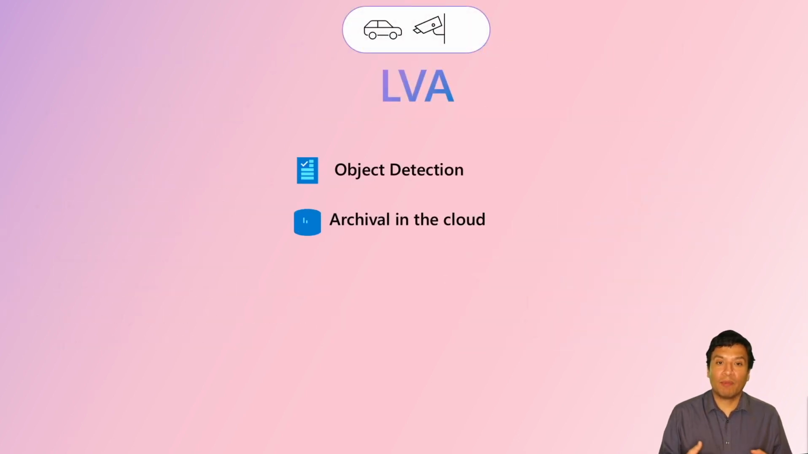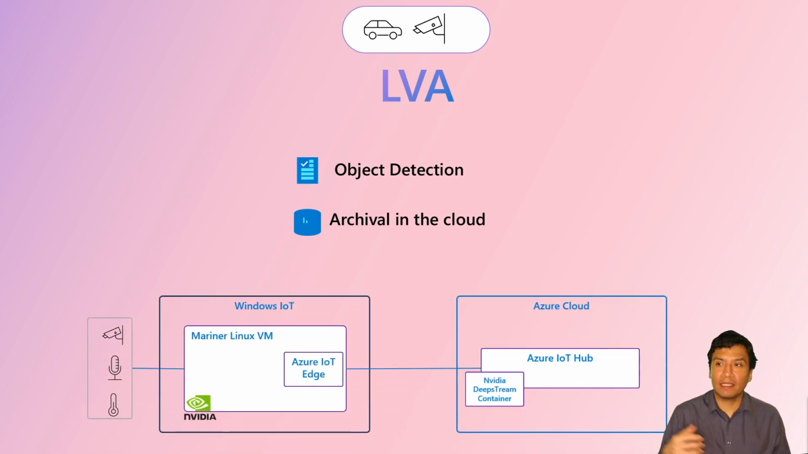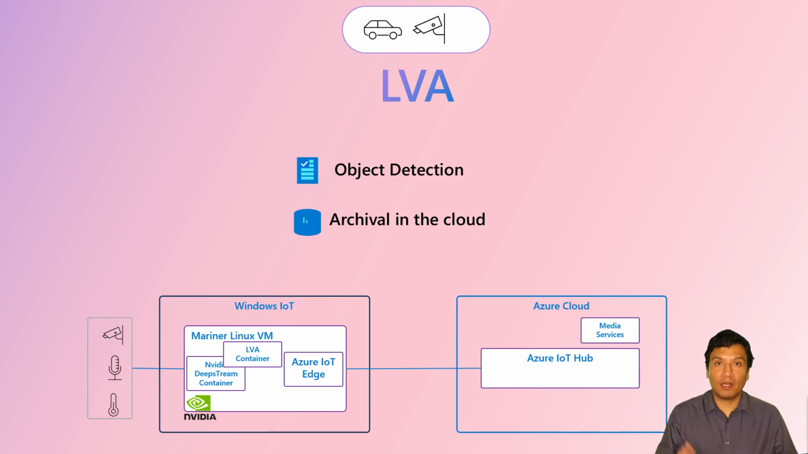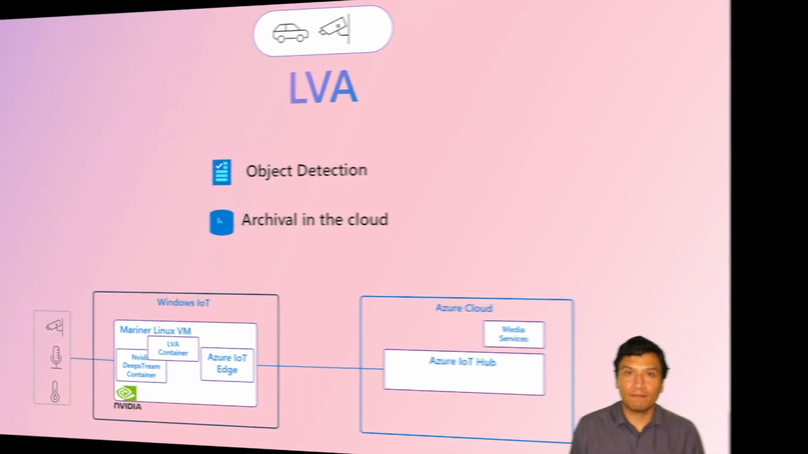The LVA demo will provide us again with object detection, and it will also take data that is processed locally and send it to the cloud for archival. We have already seen how this operates in the past. We have deployed in our system an NVIDIA DeepStream container. So what we're going to do now is bring that container from LVA, and that container is going to be deployed onto our Mariner Linux VM. It will be able to leverage a DeepStream container that we have running inside of it, and through that, process the information to send it back for archival on Media Services in the cloud. Nothing better than a demo to show you how it works. So let's look at it.